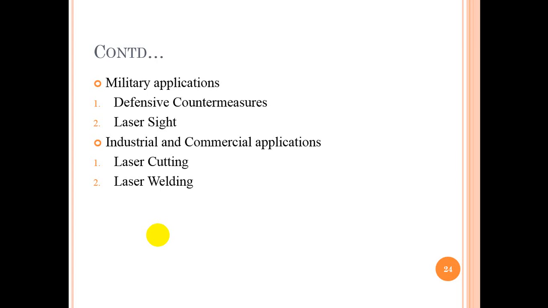Number two, laser sight. The laser, as in most firearms applications, is being used as a tool to enhance the targeting of other weapon systems. For example, a laser sight is a small, usually visible light laser placed in a handgun or a rifle and aligned to emit the beam parallel to the barrel.